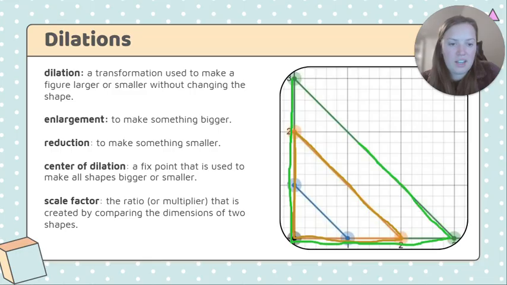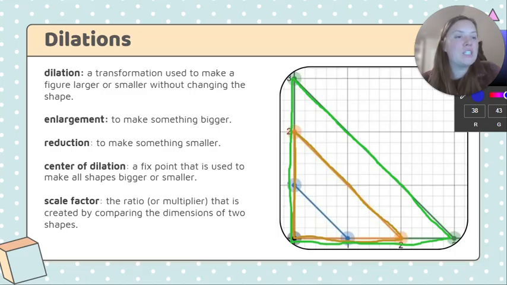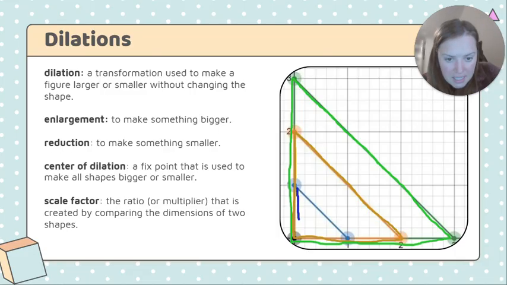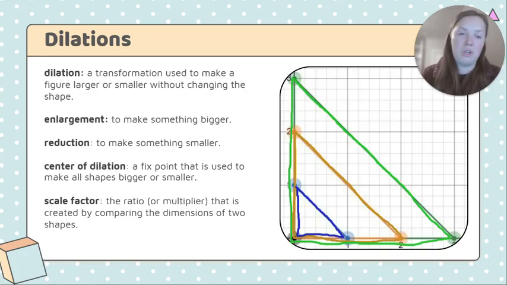This green triangle would be a bigger version of the orange triangle, or we could dilate it to make it smaller, and that would make this little blue triangle right here. So dilation, making a figure bigger or smaller. What you'll hear the text use is enlargement or reduction. So the green triangle is an enlargement of the original triangle, and the blue triangle is a reduction of the orange triangle.